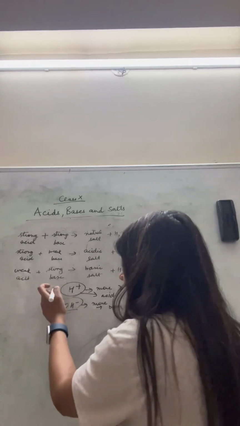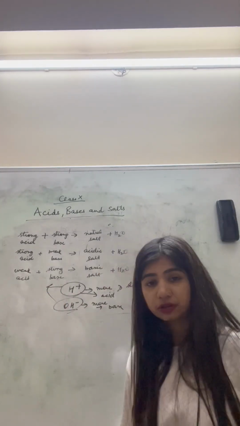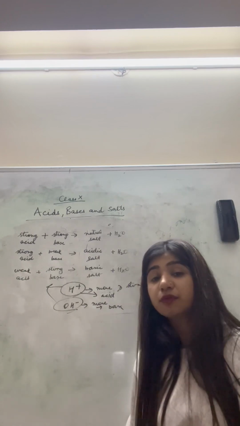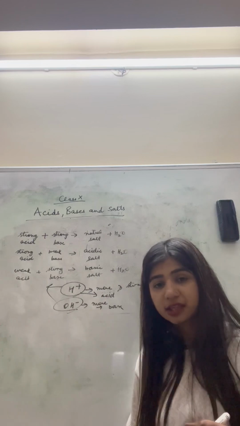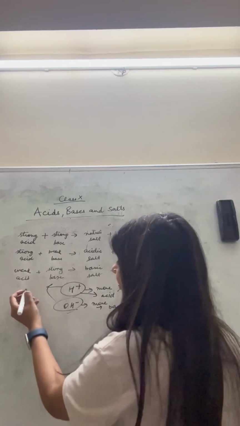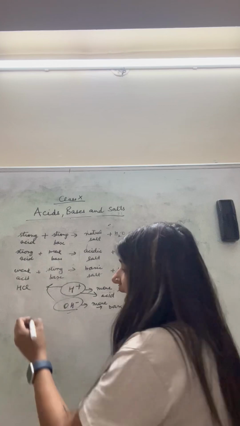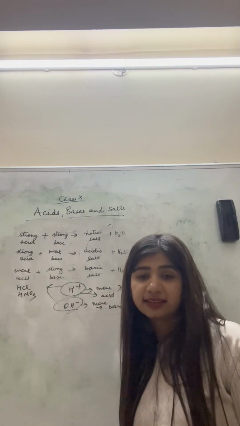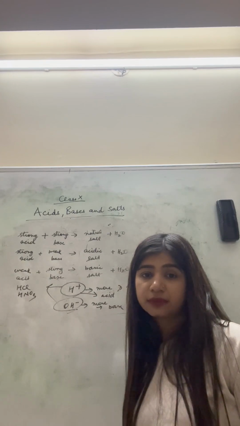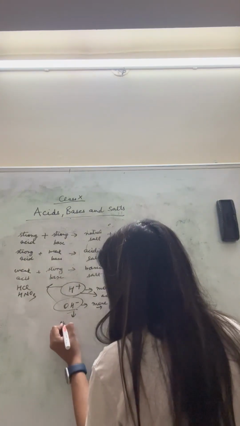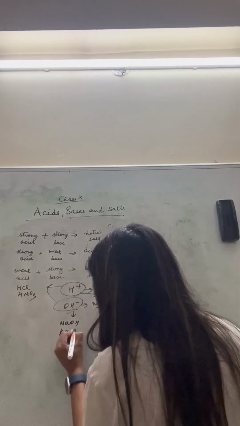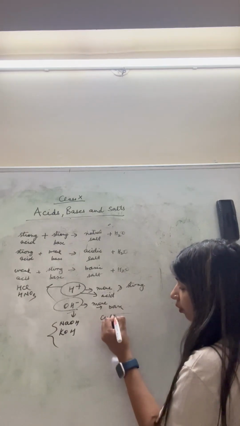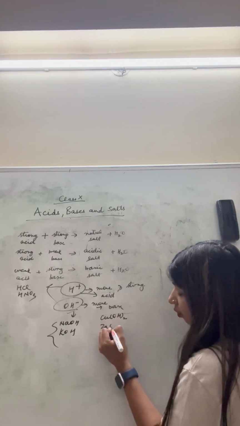So strong acid completely ionizes in water, while a weak acid will not completely ionize in water. It will be partially ionized in water. Strong acids like HCl, HNO3, weak acids like lactic acid, acetic acid, and strong bases like NaOH, KOH, they both are strong bases, while weak bases like copper hydroxide, zinc hydroxide.